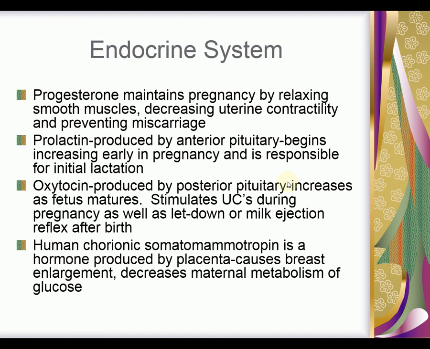And then you got your human chorionic somatomammotropin, which is produced by the placenta. It's going to cause the breast enlargement, and it's also going to decrease the ability of the mom to metabolize her glucose. And this is probably one of the biggest culprits in gestational diabetes, because once you deliver the placenta, it no longer produces this hormone, and so glucose goes back to normal.